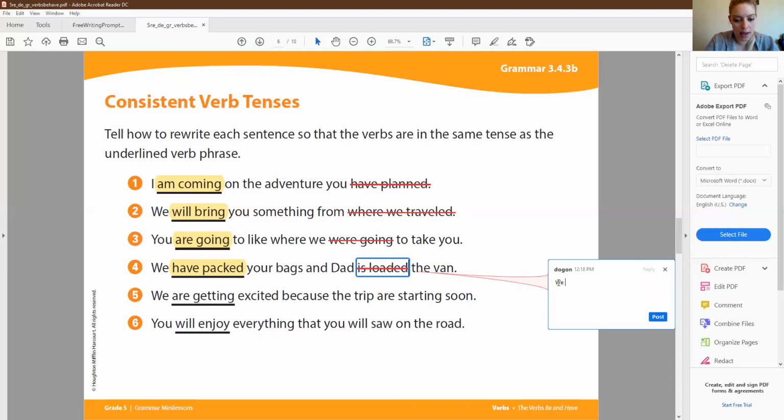So we have packed your bags and Dad has loaded the van. Okay, so that one is correct. We have packed, both in past tense, your bags, and Dad has loaded, past tense, both past tense, we're good.